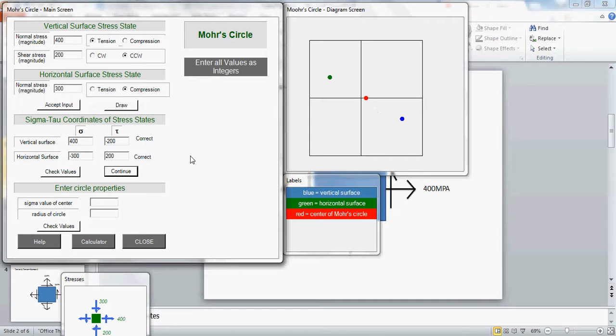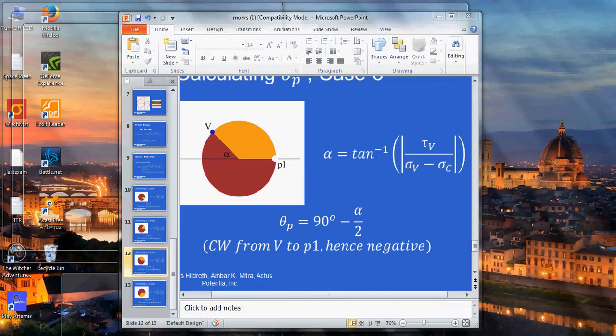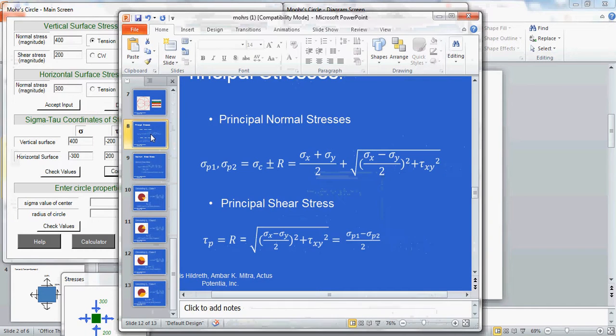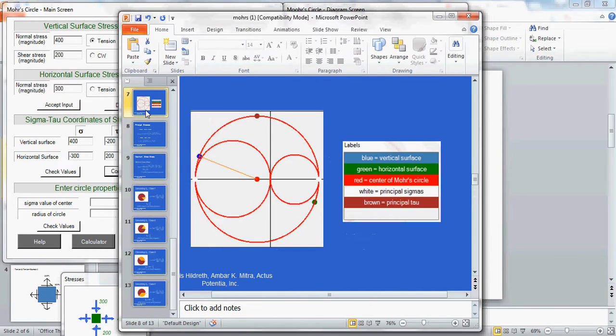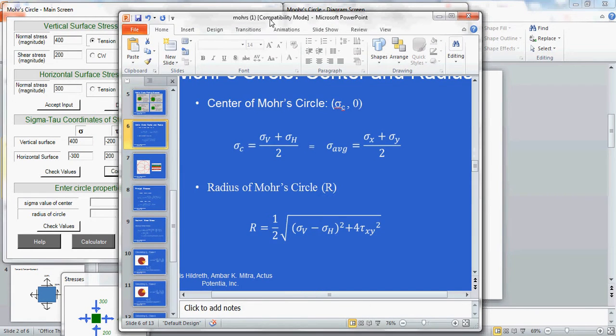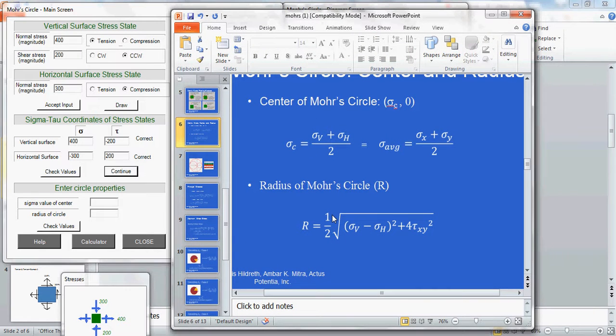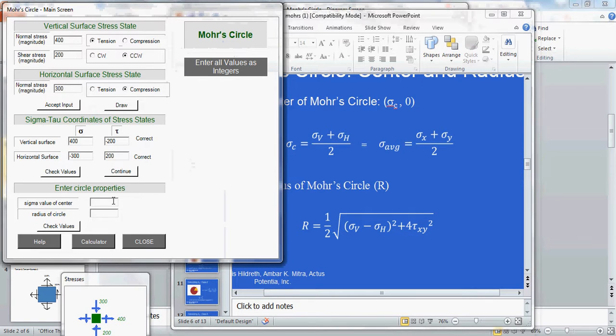the sigma value of the center, and then calculate the radius, where you can see here these are the equations that you will use for this. Now, just plugging in to those equations, you should get center value of 50 and the radius of 403.